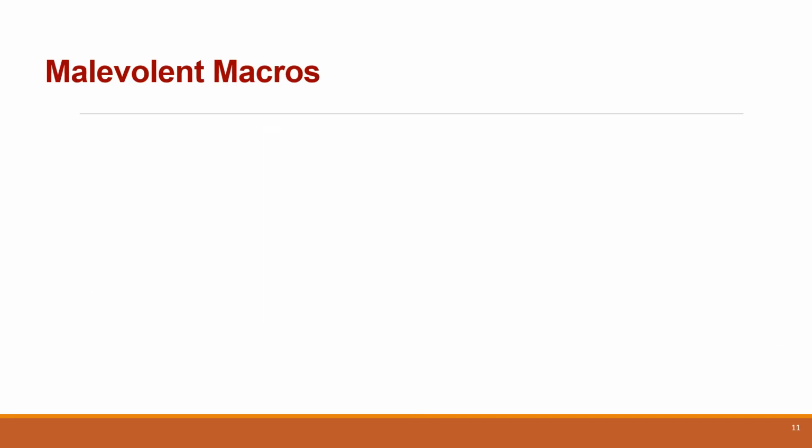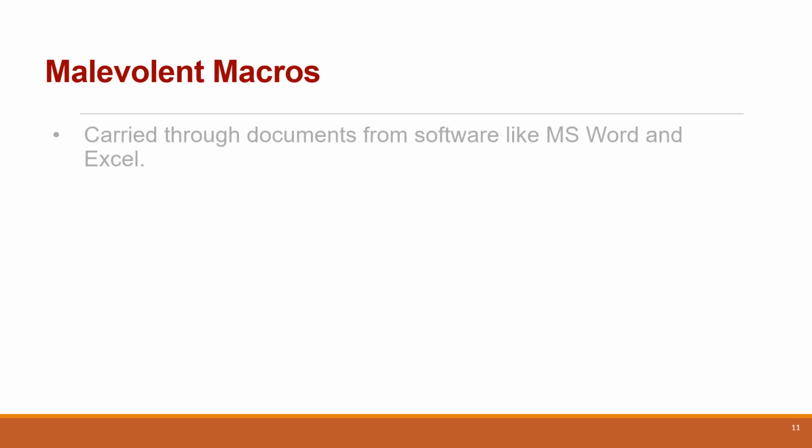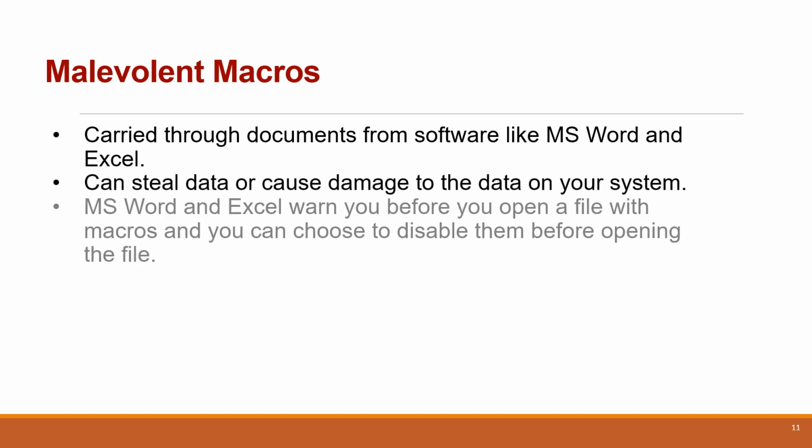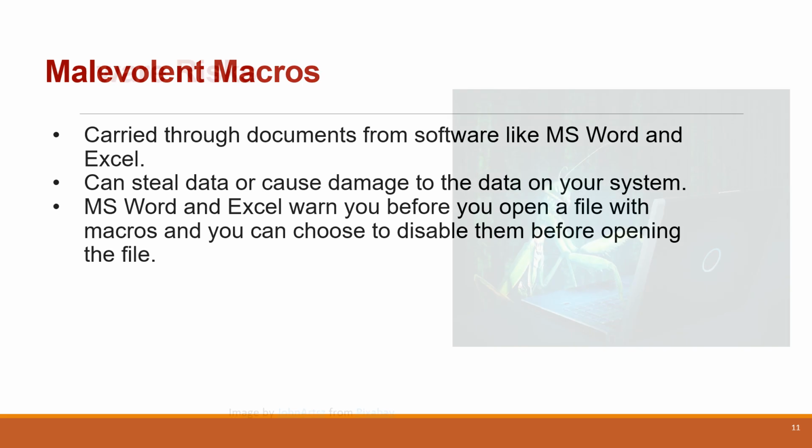Some documents, like Microsoft Word and Excel spreadsheets, include macros, which are effectively small programs that perform desired functions within these documents. However, it's possible for people to create macros which are malicious and can steal data or cause damage to the data on your system. For security, Microsoft Word and Excel warn you before you open a file with macros, and you can choose to disable them before opening the file.